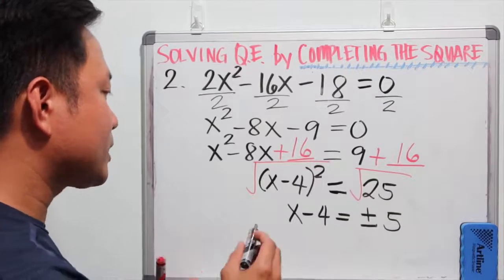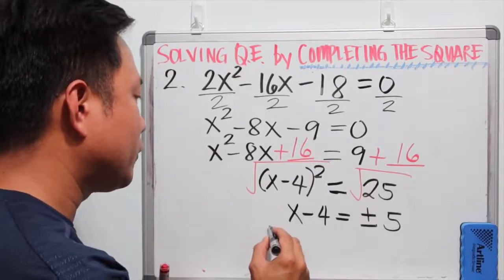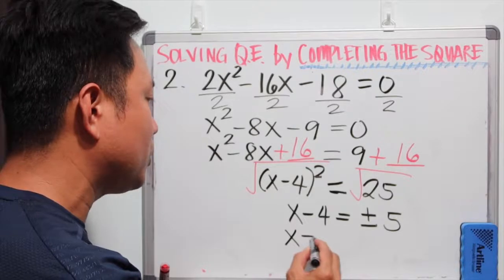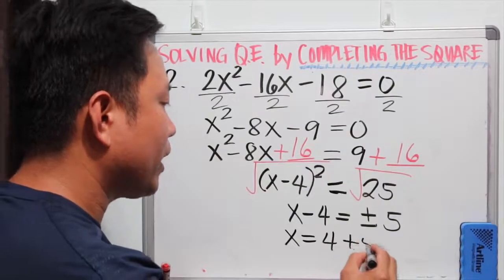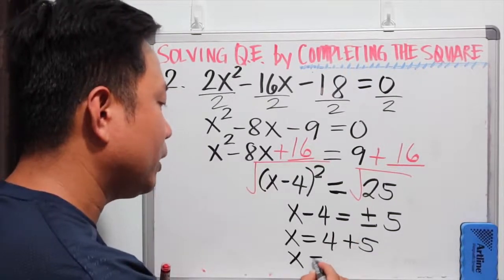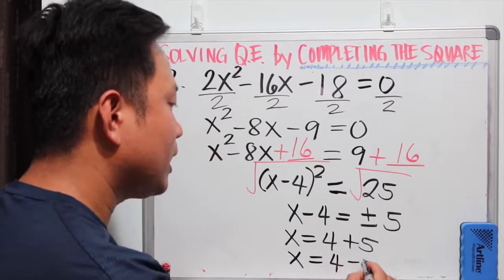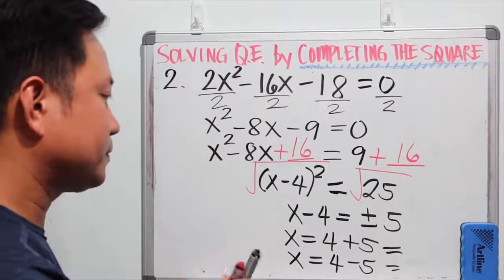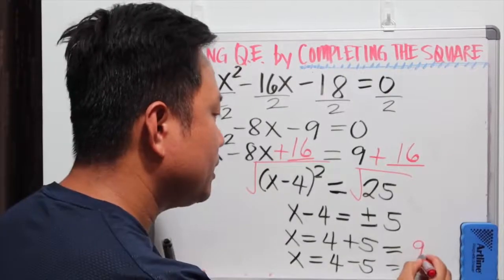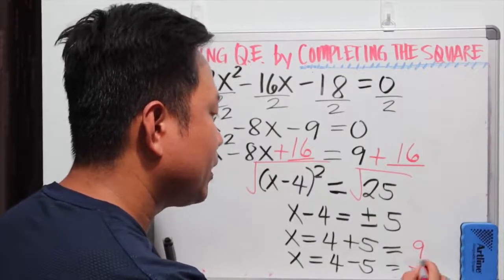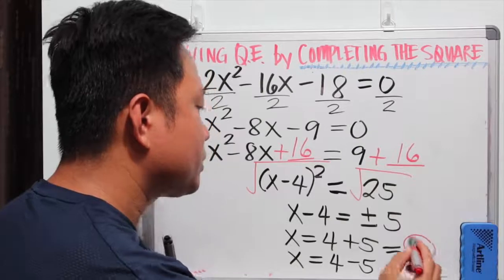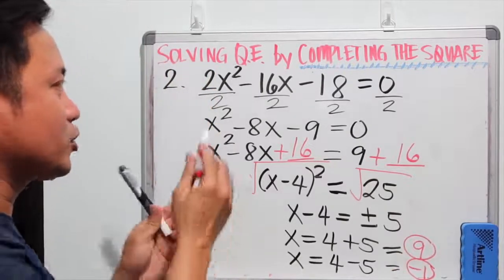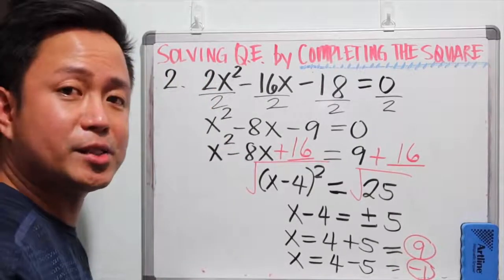So the values of x now are, if I add 4 to both sides, I will have x is equal to 4 plus 5, and the other x value would be 4 take away 5. So the two values for x would be 9 and negative 1. So the zeros of this quadratic equation would be 9 and negative 1.